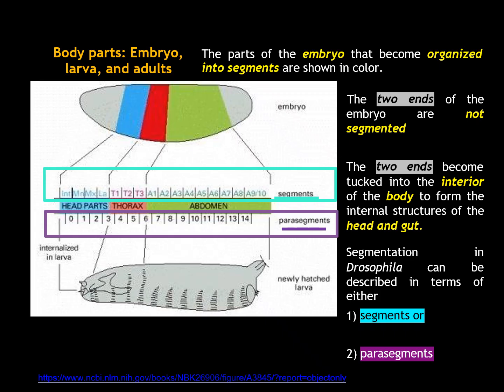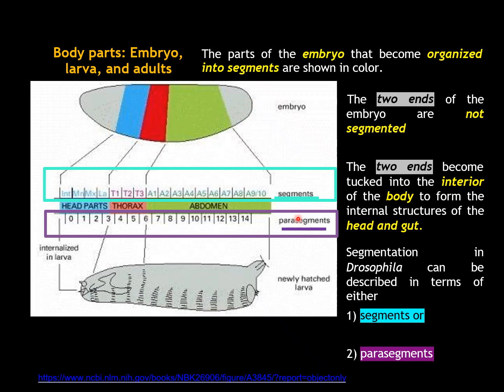Here you can see the fate map of the embryo, of the larvae, and of the adult. So maybe you remember that adult flies have head parts, thorax, and abdomen. In the embryo, this in blue will be the head, the thorax will be this one, and in green you see the abdomen. These two ends are not segmented. They go through a process of invagination, or the cells migrate to form internal structures of the head and the gut. If you remember the pole cells, they form the hindgut here.